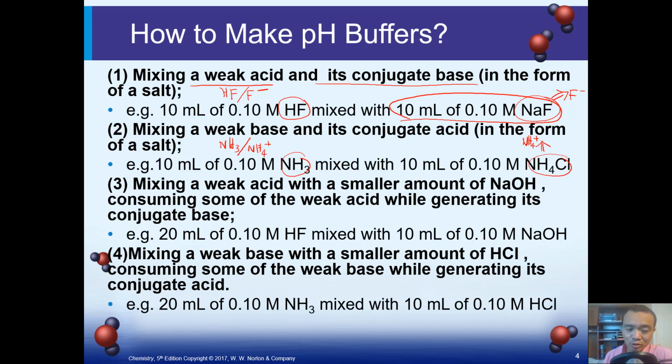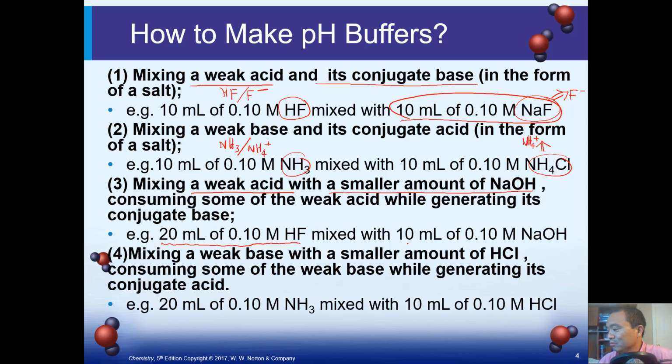The third method is we indirectly make both components. For example, if you mix a weak acid with a lesser amount of NaOH, do remember, in this process, for example, you have 20 milliliters of 0.1 molar hydrofluoric acid.